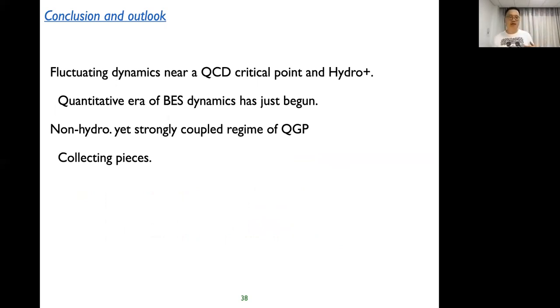So the main part of my talk is about the development of the study of the fluctuating dynamics near the QCD critical point, and the theory that I explained is hydro plus. But I want to emphasize that this theory might find its applications in a broader context. And as far as the critical point search is concerned, I think we have just entered the quantitative era of this physics.